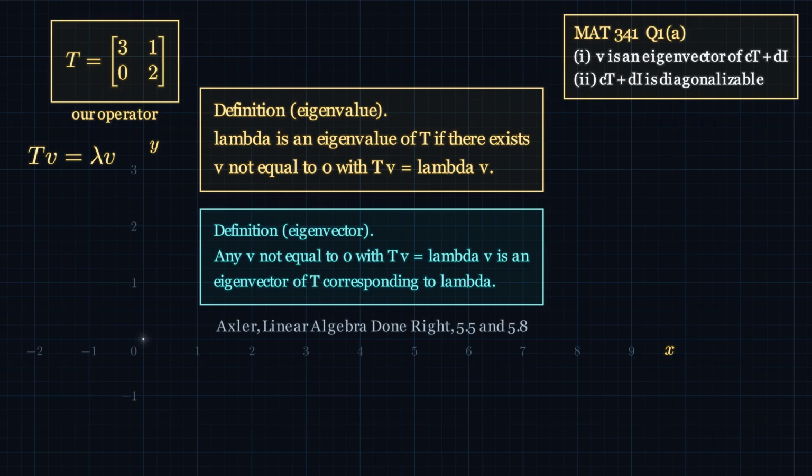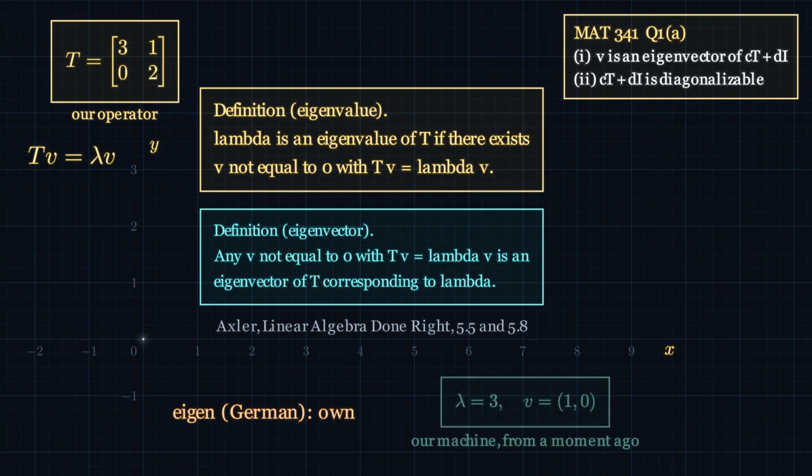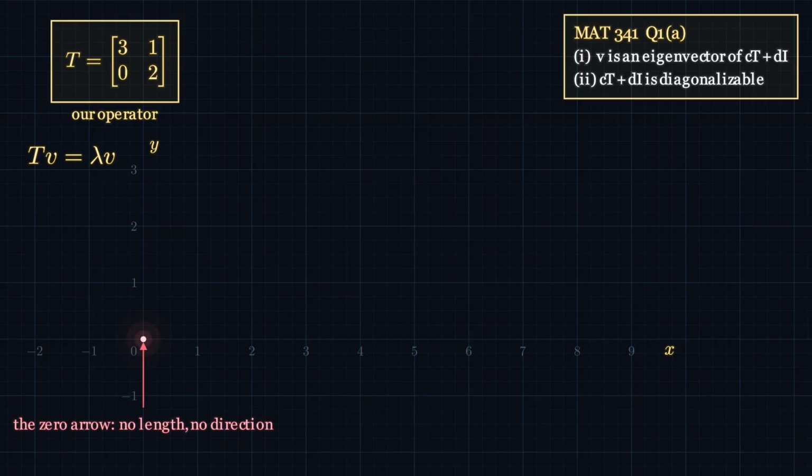The German word eigen means own, as in one's own, an intrinsic possession. The eigenvalue is the operator's own number. The eigenvector is the direction the operator owns without turning. In our running example, 3 is an eigenvalue of our operator, and the arrow to 1, 0 is an eigenvector for it. One clause in those definitions is doing quiet, essential work.